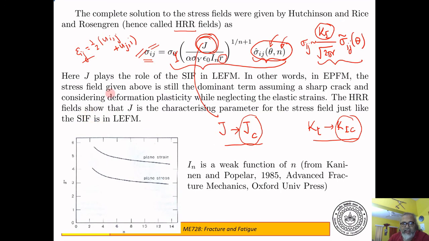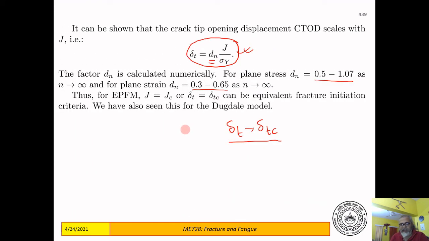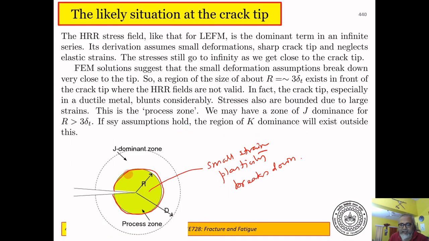So these are called HRR fields, and the stresses vary as r to the power 1 by n plus 1, with J being the crack tip stress characterizing parameter. So this region of large deformation, which we have not analyzed so far, is there at the tip of the crack. This is small. This is engulfed in a J dominant zone, and you may have a K dominant zone around it also.